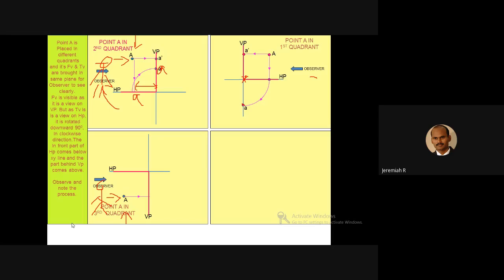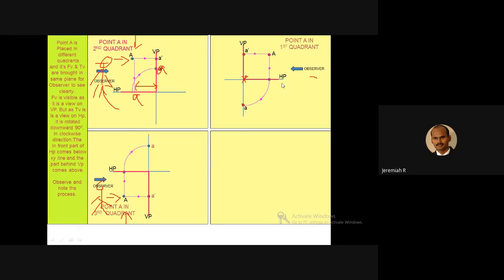Front view means you have to use A dash. This you should not forget. Top view means you use the same notation, and if it is a side view, we use a double dash, A double dash. So the point is A dash. Top view means you have to see from the bottom. You'll get a point A, and that always has to be rotated clockwise.